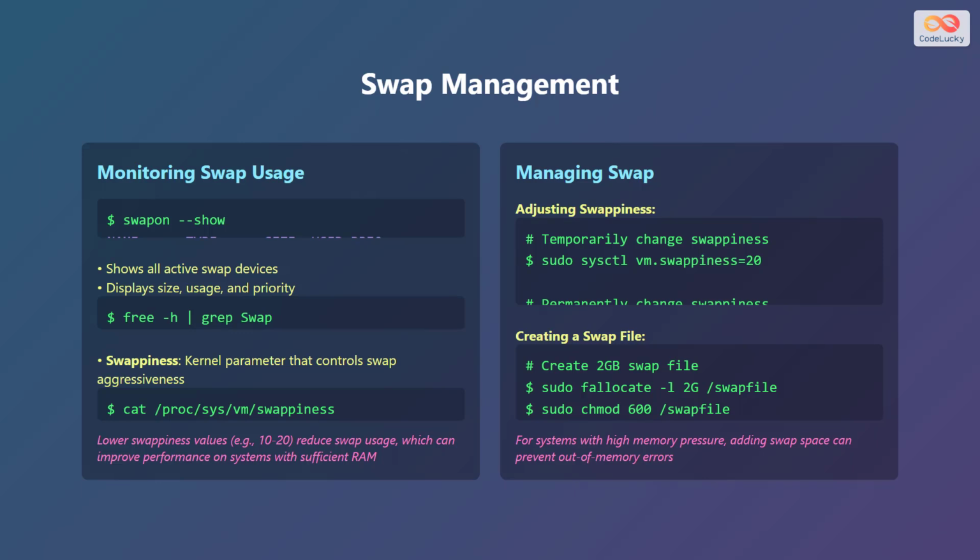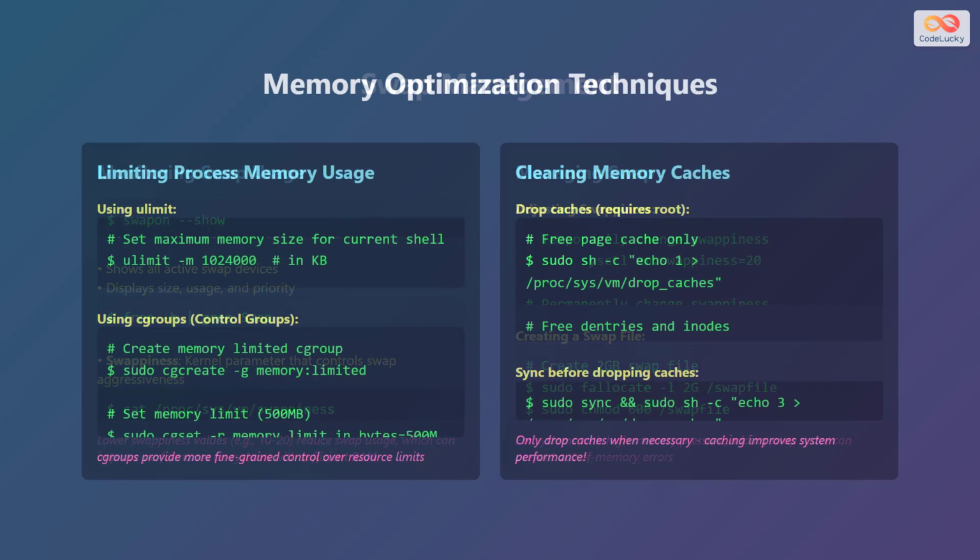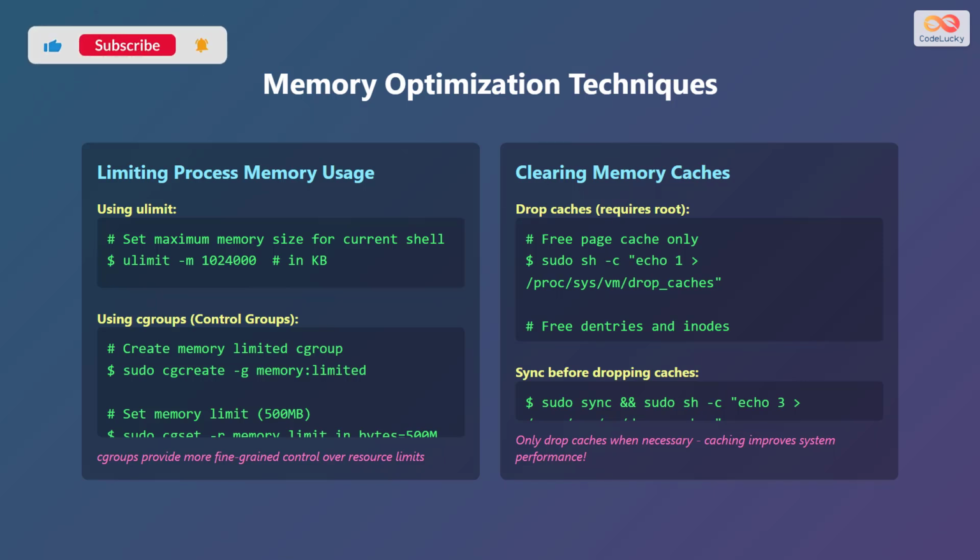For systems experiencing high memory pressure, adding swap space can help prevent out-of-memory errors. Let's explore some memory optimization techniques. We can limit process memory usage using ulimit. By typing ulimit -m 10240000, you can set the maximum resident set size for the current shell in kilobytes. Similarly, ulimit -v 20480000 sets the maximum virtual memory in kilobytes.